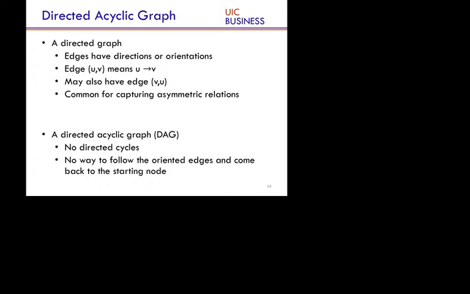And it can capture asymmetric relations. For example, in social networks, there could be an asymmetric relationship, right? Even in a Twitter network, for example, there could be a celebrity. If you're following them, you may have an edge from you to them, but they may not have an edge back. Okay.